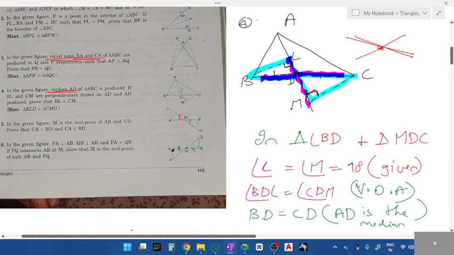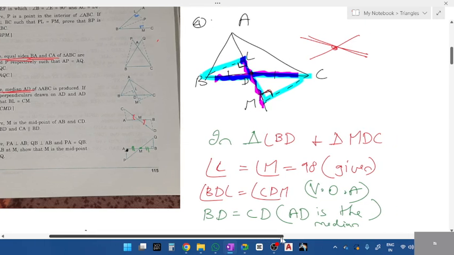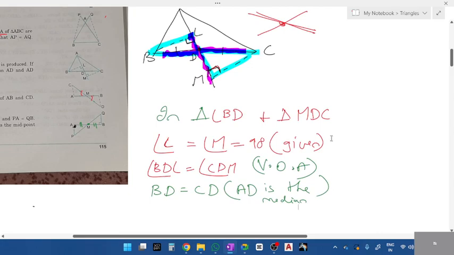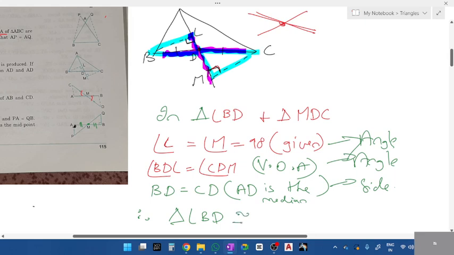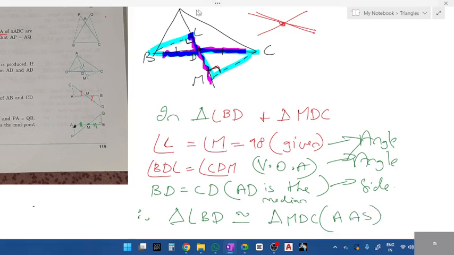Are they congruent or not? These three points are there. So it comes under which criterion? What are the things we have found? One angle we have found. Even this also is an angle. What about this one? Side. So it is congruent under angle side. Yes, very good. Therefore, triangle LBD is congruent to triangle MDC, in brackets AAS.